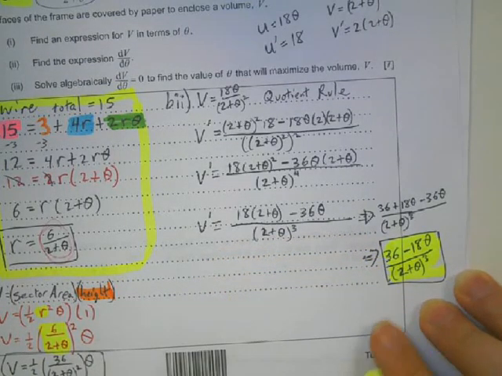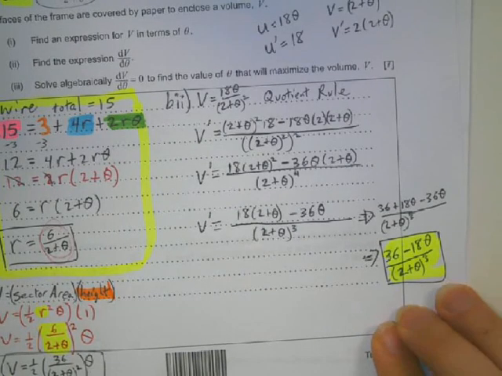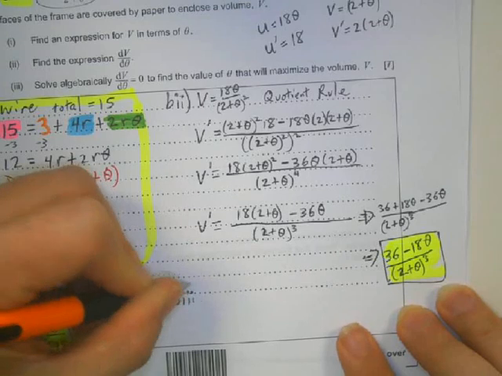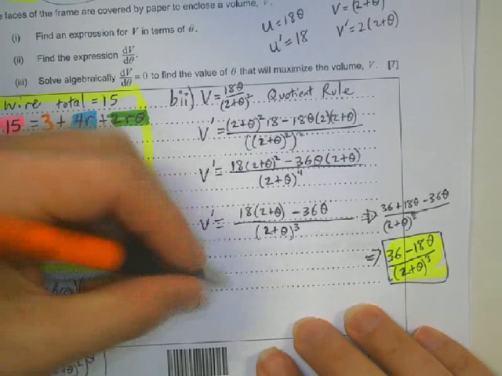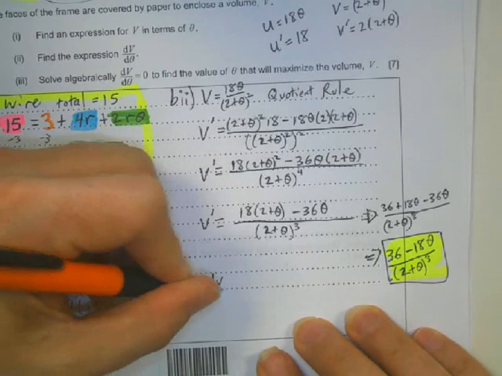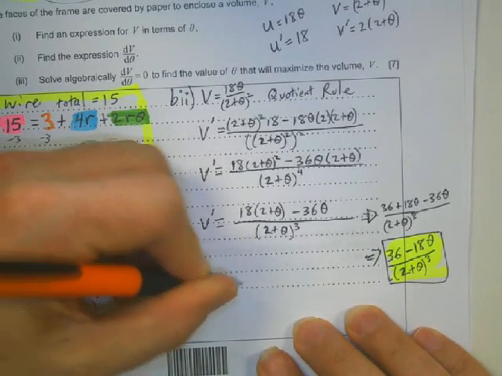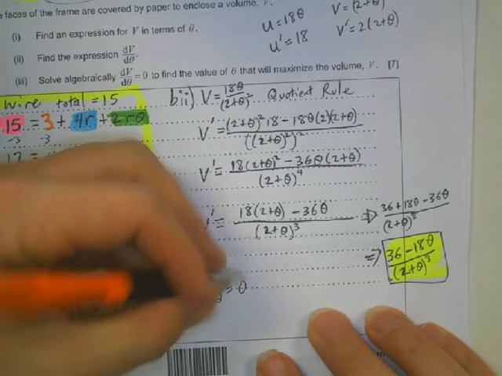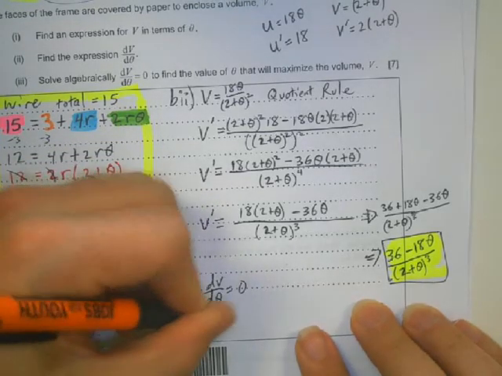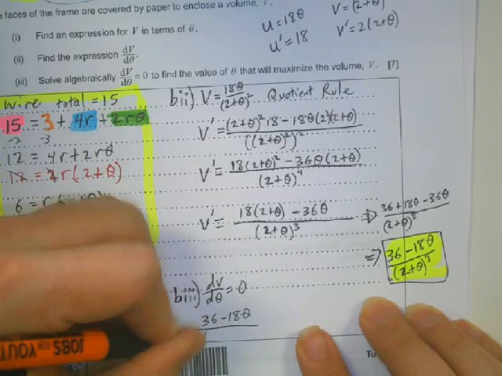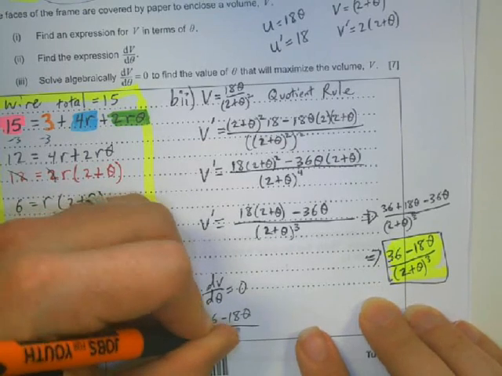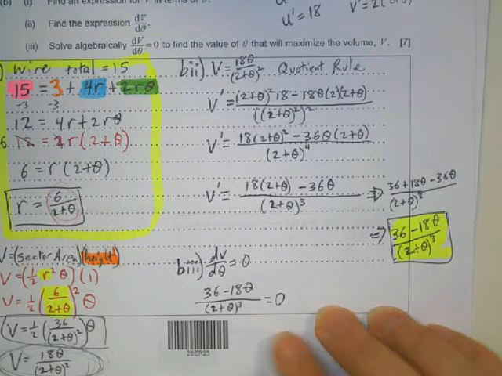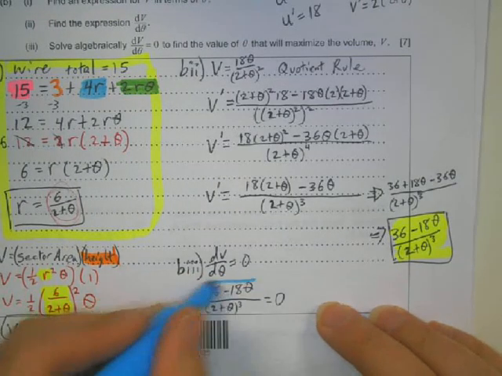Okay, and for III, they want you to make dV d theta equal to 0. Okay, so I'm going to make this equal to 0. So I've got 36 minus 18 theta over 2 plus theta cubed equal to 0. So in order to make that equal to 0, I need to make the numerator equal to 0.